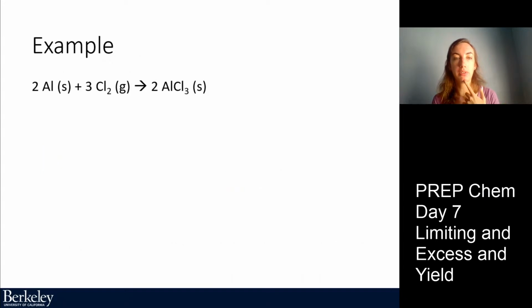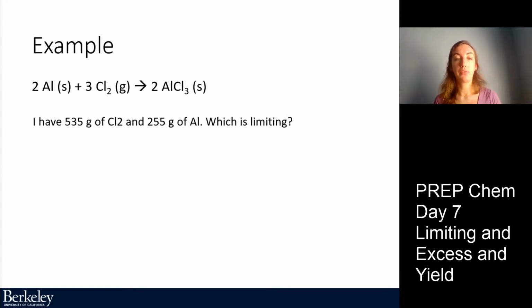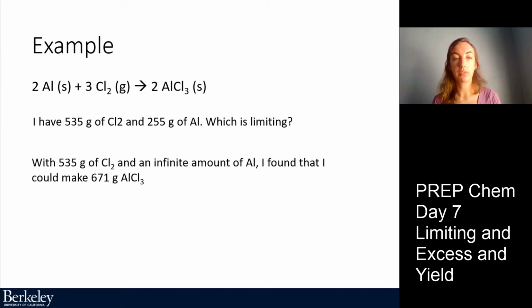So just as an example, if I go back to those calculations that I had you do a couple slides ago, I have this reaction where 2 aluminum plus 3 chlorine gas goes to 2 AlCl3. And let's say that I have 535 grams of Cl2 and 255 grams of aluminum. I want to know which of these is limiting. So I'll just remind you the answers that we found on the previous slide.